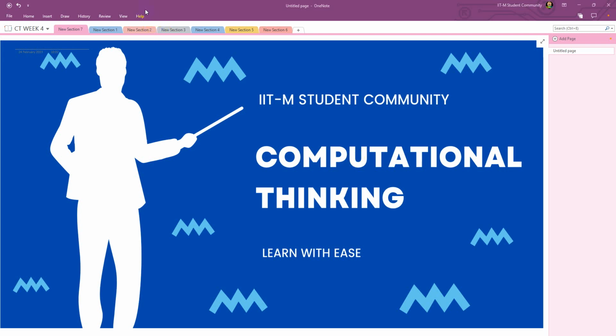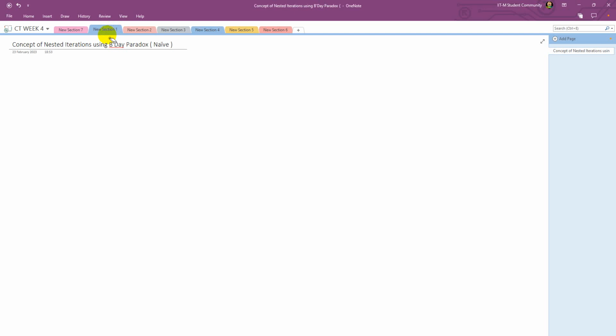So let us start the very first topic, the concept of nested iteration using the birthday paradox, in a naive approach, not any simplified one. Okay, let's start the topic right now. First of all, what is given here? Concept of nested iteration. Let us leave behind this birthday paradox. The birthday paradox is just an application, but first of all let's get perfect at the concept of nested iteration.